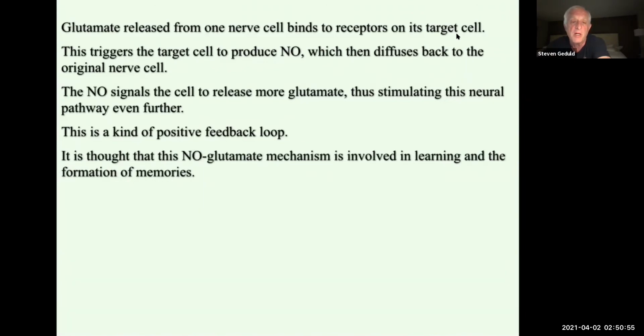It is thought that this nitric oxide glutamate mechanism is involved in learning and the formation of memories. Because when the nerves form, they can store something and then go back and regenerate. That way you're regenerating the pathway so you can pull that memory back up again.